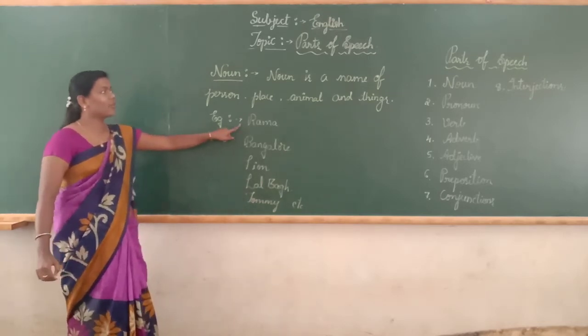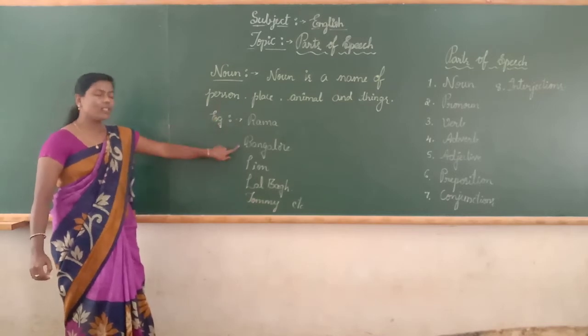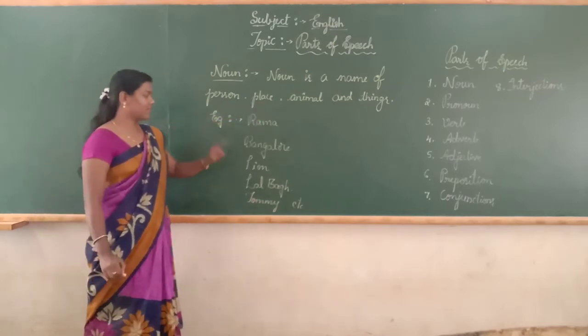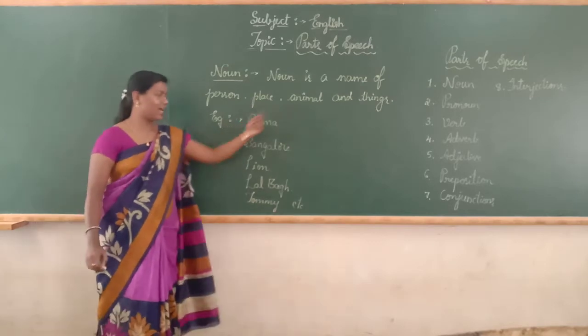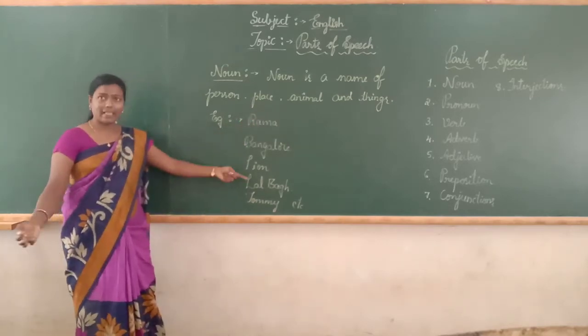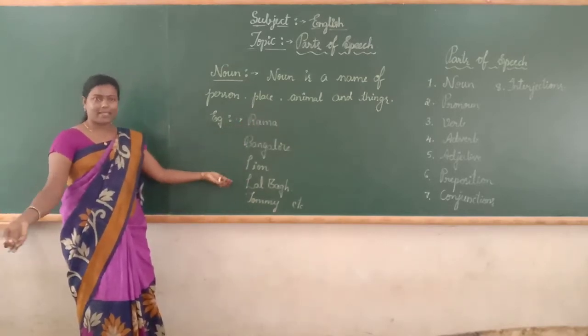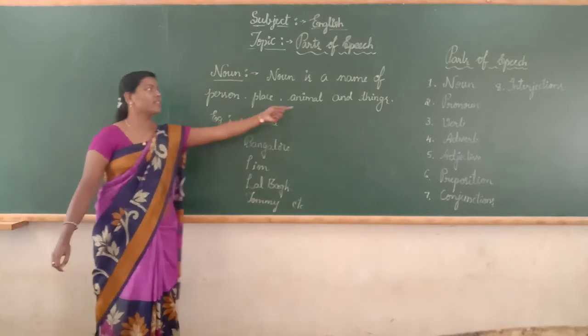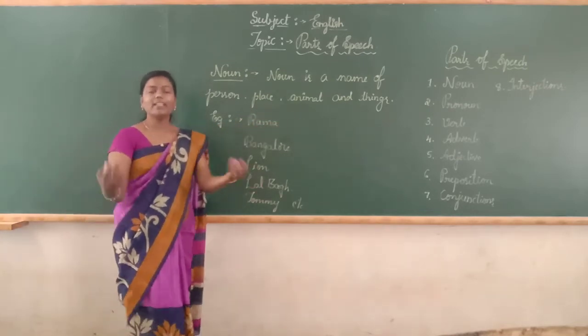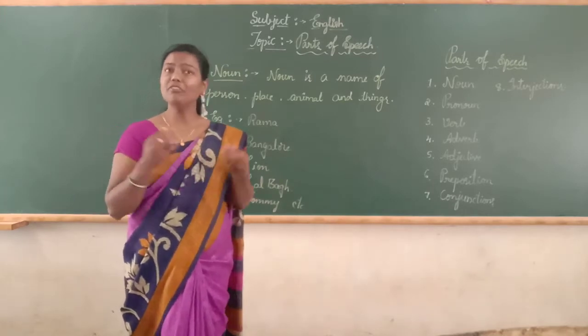Rama, it is a name of person. Lion, it is a name of animal. Lalba, it is a name of place. And Tommy also, it is a name of animal. And like chair, it is a name of thing.